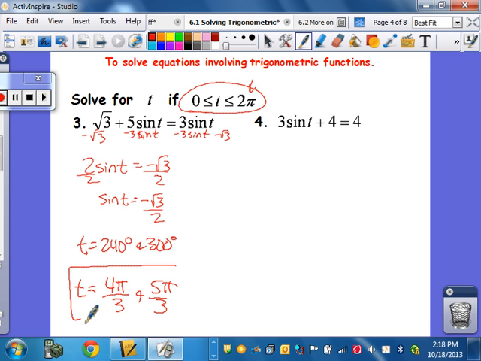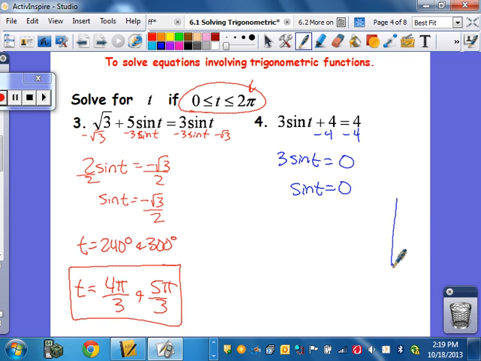And if you are unsure how to do that quick, you either could use your formula, or you guys need to grab your unit circles and practice that a little bit more. Okay? All right, this one. If I subtract 4, I get 3 sine t equals 0. If I divide by 3, it's still going to be 0. When is my y value at 0? Y value 0 this way and that way. So what radian measures is that?